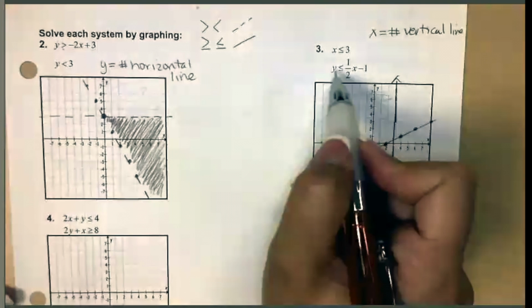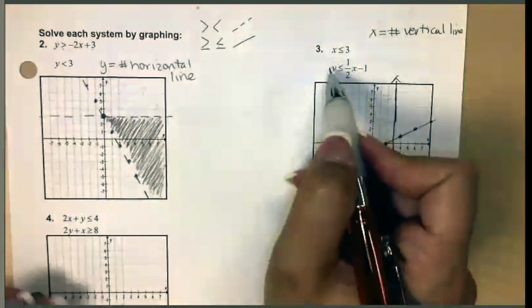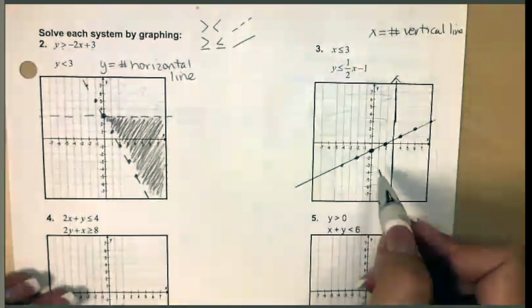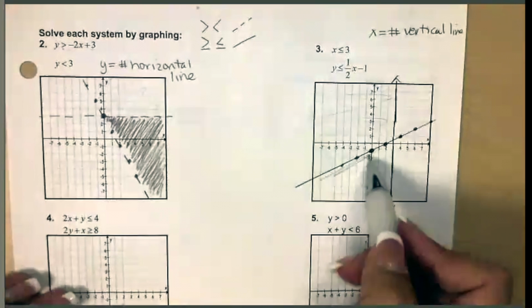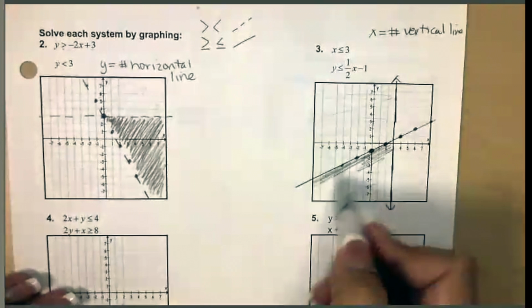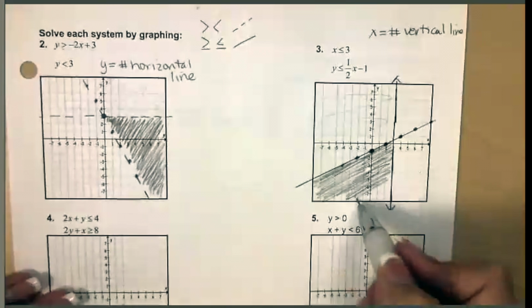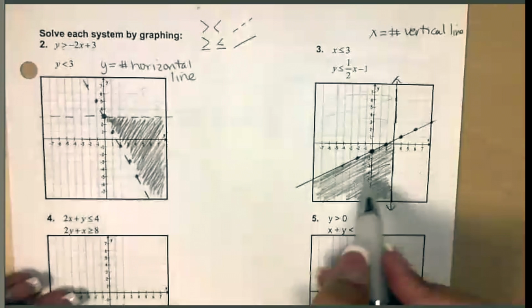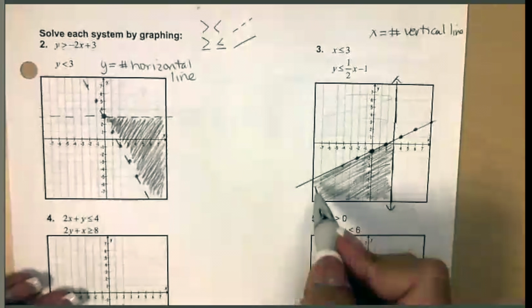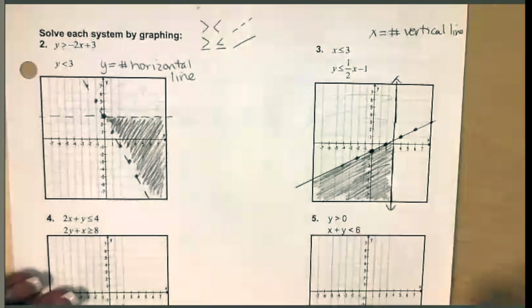Y is less than or equal to this line, so y is smaller, and y gets smaller as it goes down, so our shaded area is this part right here. This is where we're going to find all of our solutions, in this double shaded area. Every single point in here is a solution. All of the points on the lines are also solutions since there was an equal sign.